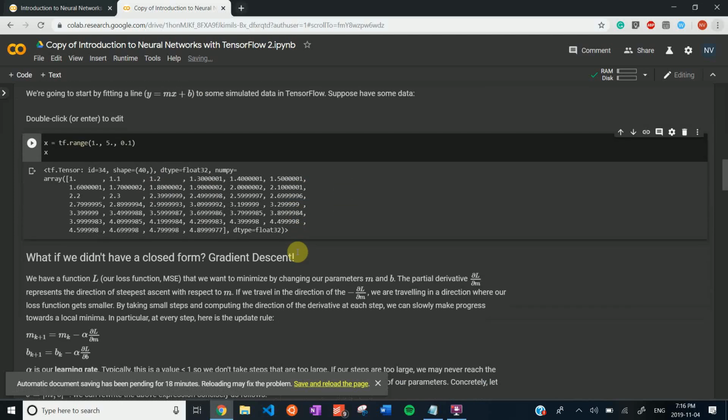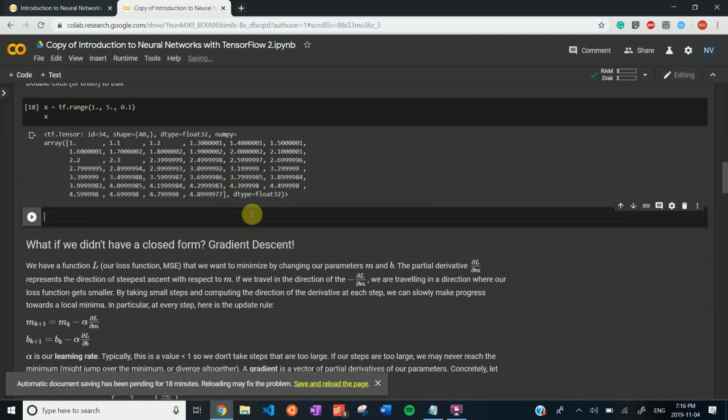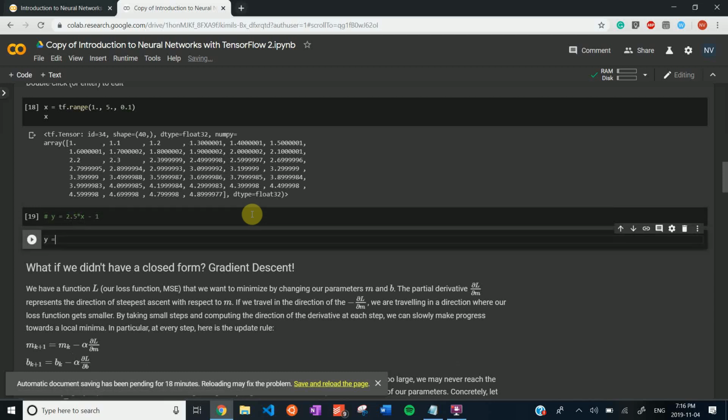Now let's generate some random data and simulate a line. How can we do that? Let's simulate the line y. We want y equals 2.5 times x minus 1, for example, a simple line. So we can do that: y equals 2.5 times x minus 1. And I mentioned vectorized operations before. This will do it on all the elements of x.